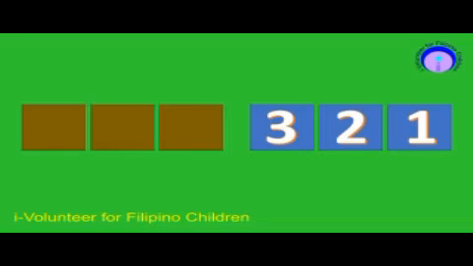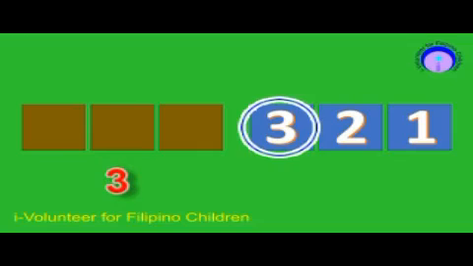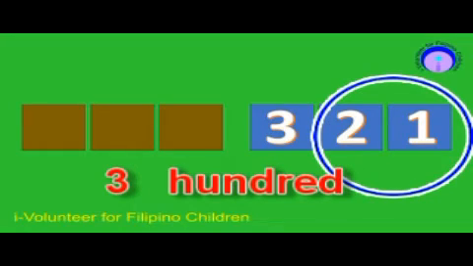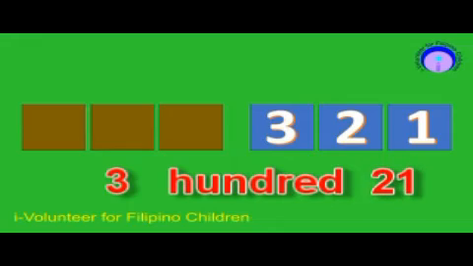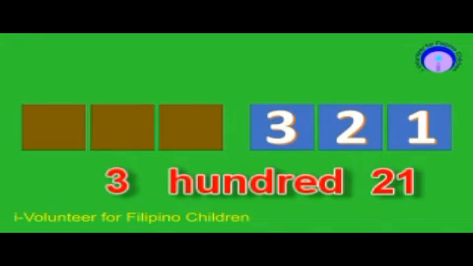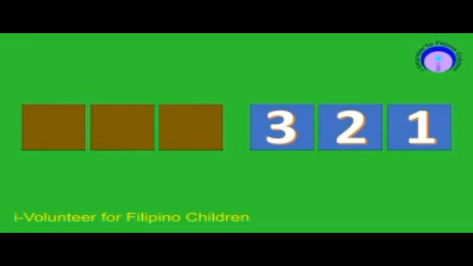For every 3 digits, you must remember the keyword hundred. For example, digit 3 followed by hundred and then followed by the next 2 digits. Meaning, this is 321. This is an example of a 3-digit number.